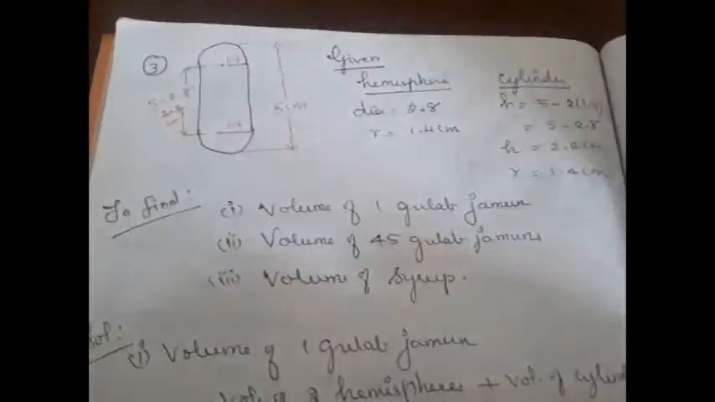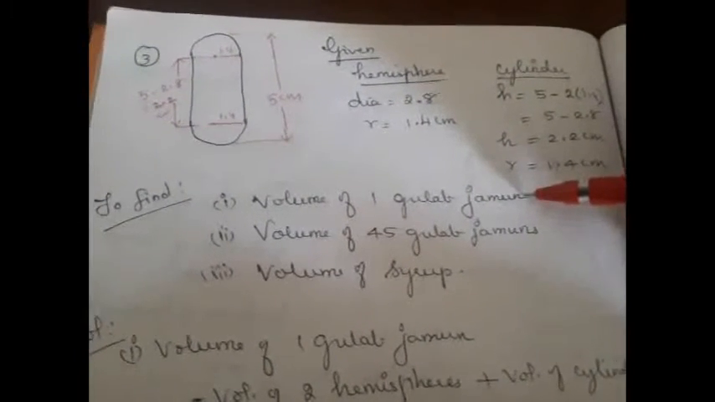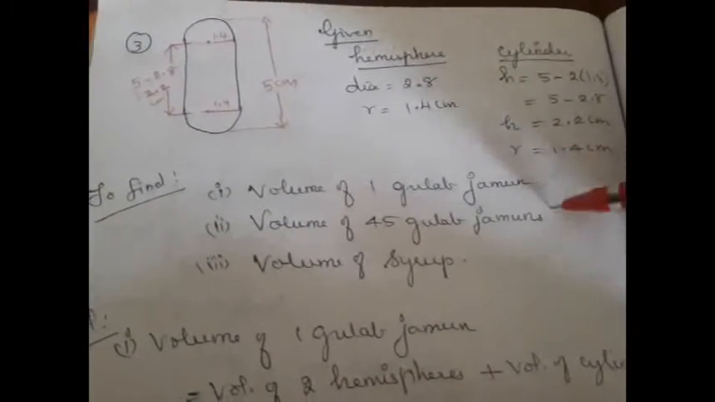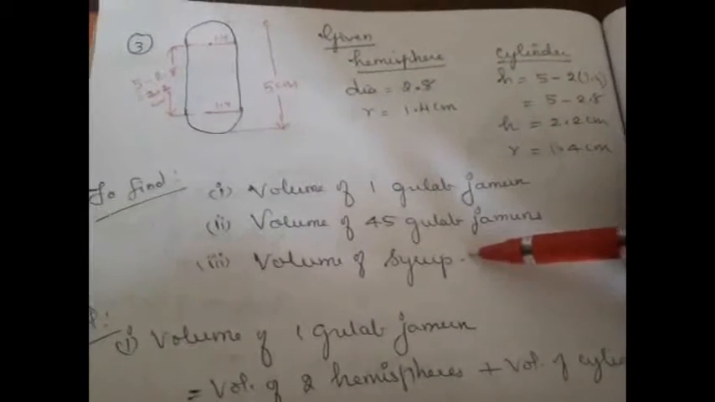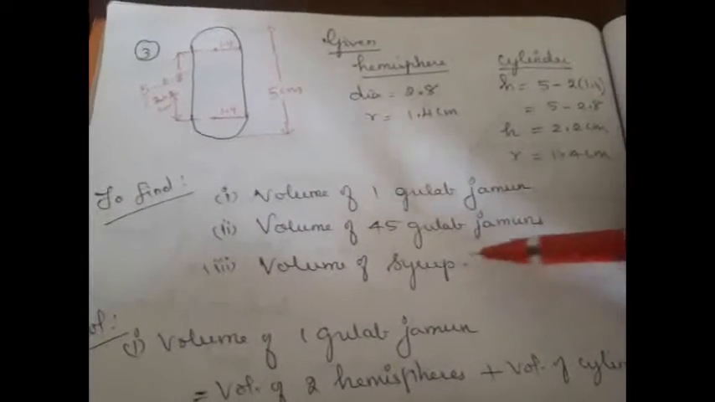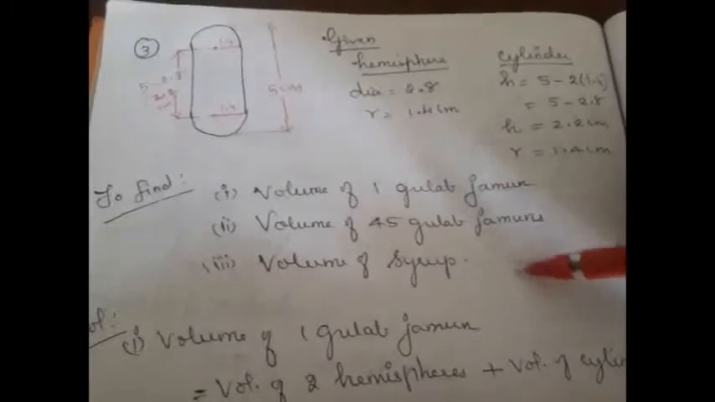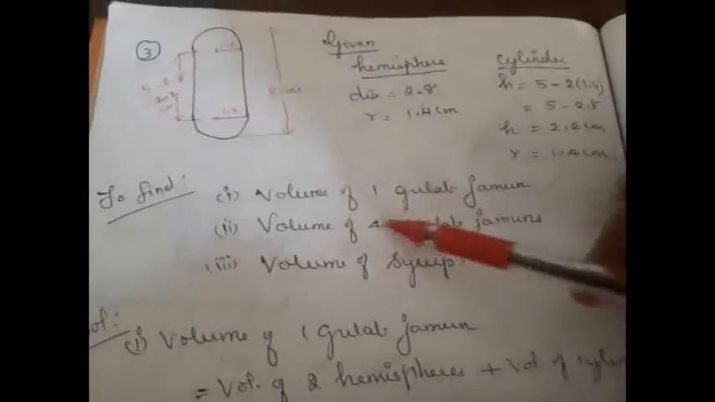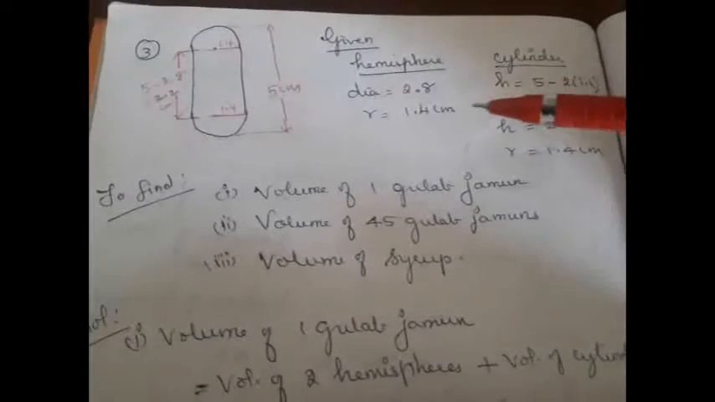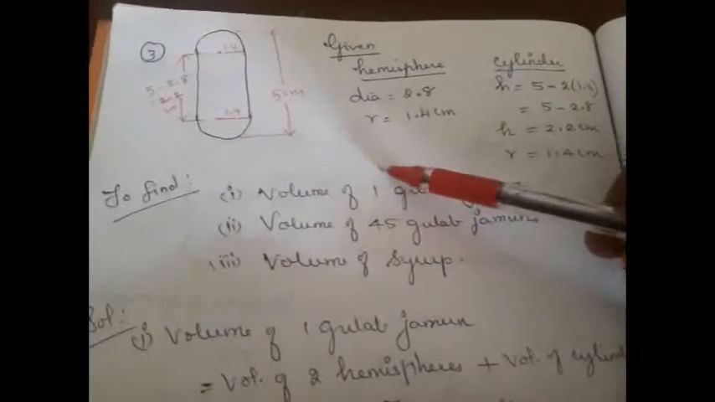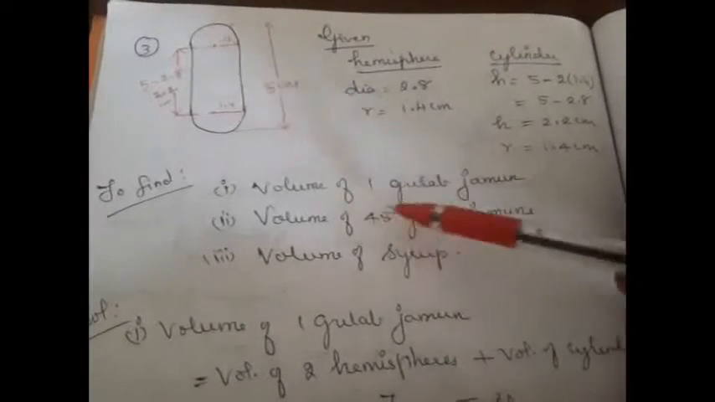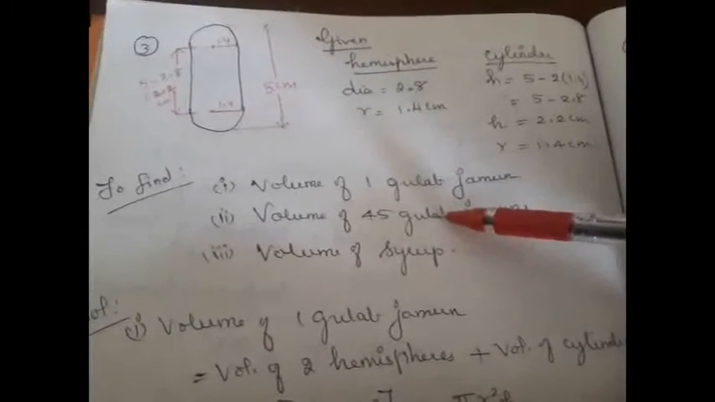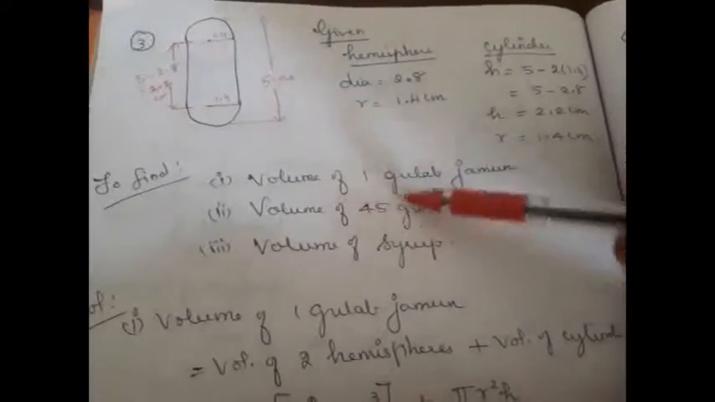So what are all the things we have to find out now? First we have to find the volume of 1 gulab jamun, then the volume of 45 gulab jamuns, then the volume of syrup. How to find the volume of syrup? The volume of syrup is 30% of the volume of 45 gulab jamuns, right? Because 1 gulab jamun has 30% of its volume as syrup, therefore 45 gulab jamuns will have 30% of 45 gulab jamuns.